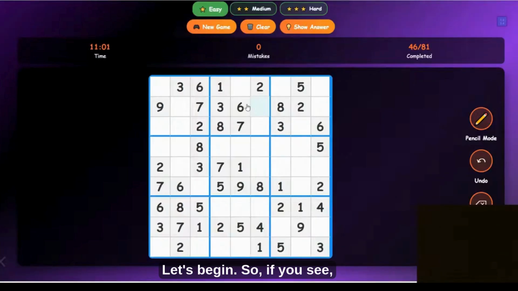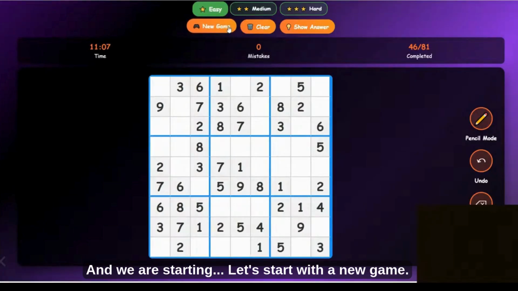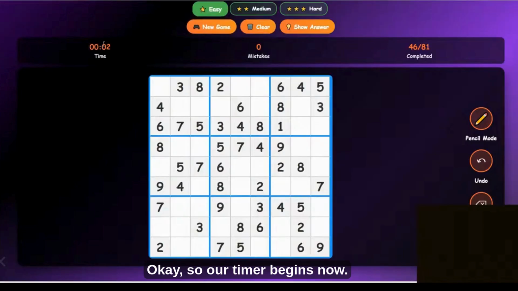Let's begin. If you see, this is the puzzle and it's an easy level. Let's start with a new game. Okay, so our timer begins now. For example, let's start with a cell which has only one square remaining or maybe two squares remaining.